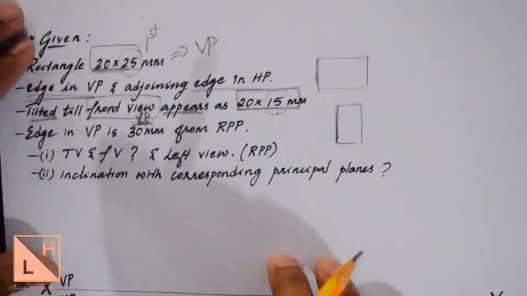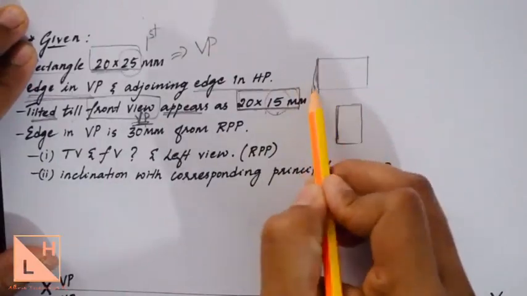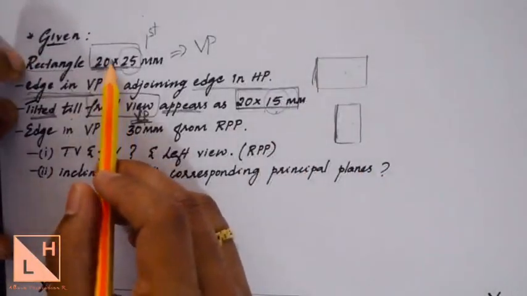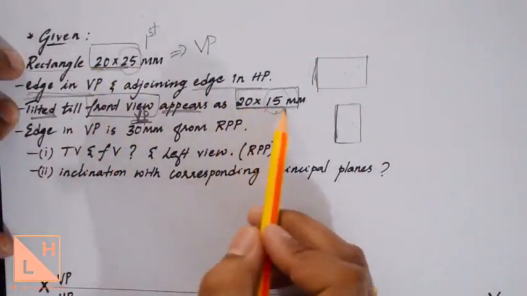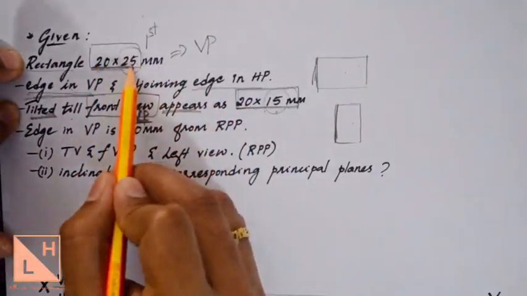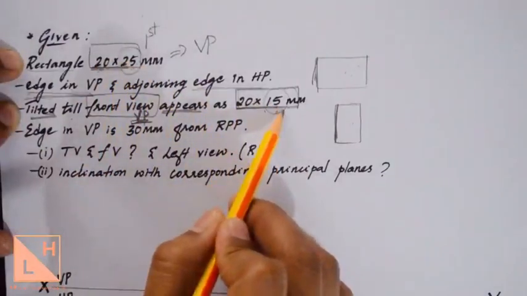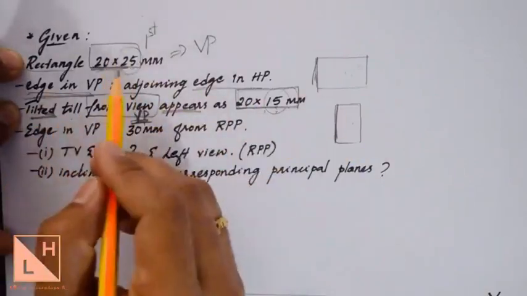So now you need to answer which of these has to be drawn. Because it is a rectangle, you can keep the shorter edge or you can keep the longer edge. Now see which dimension is actually changing in the rectangle. 20 by 25 is changing to 20 by 15, which means that 20 is remaining as it is while 25 is getting reduced to 15 millimeters. It appears reduced only when you give some inclination to that particular line or that particular plane.